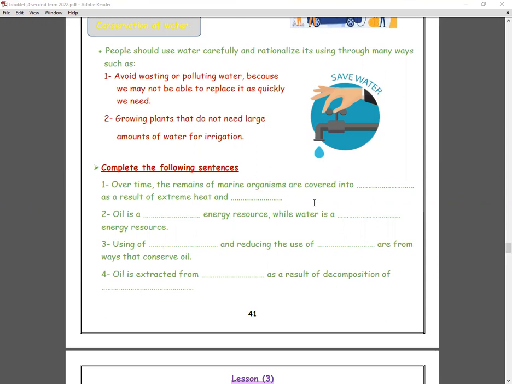Over time, the remains of marine organisms are covered into the ground, as a result of extreme heat and pressure. We said that pressure means press. Oil is what energy resource, while water is what? Oil is non-renewable, but water is renewable.